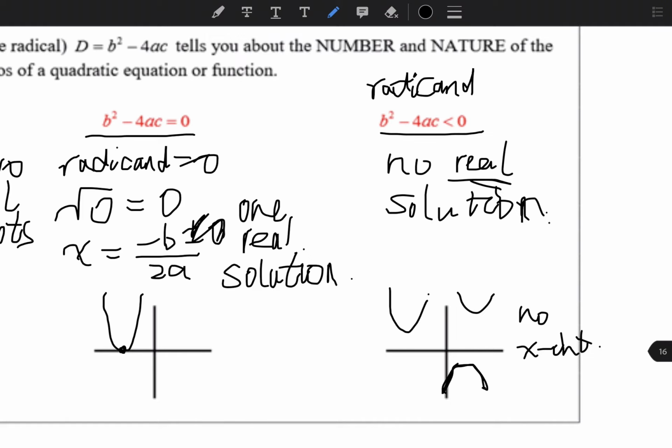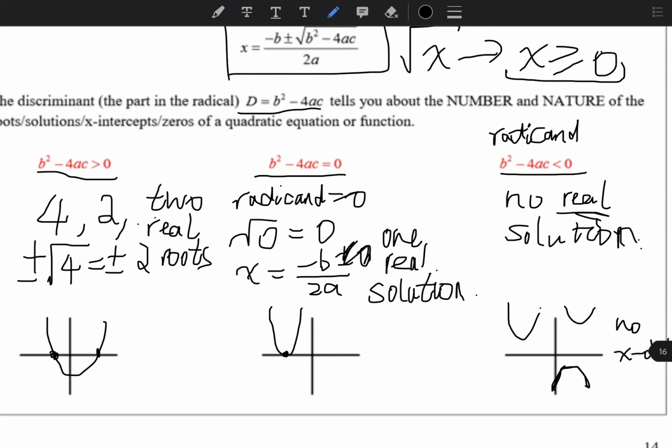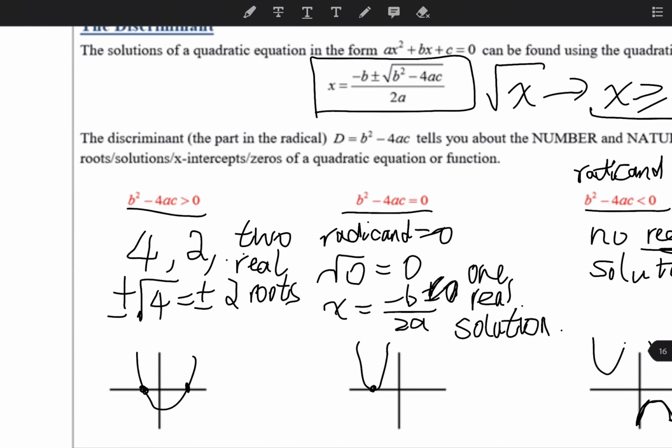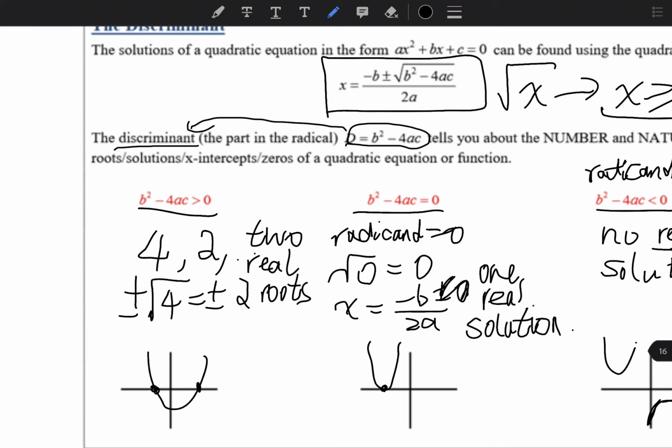All right, and this b squared minus 4ac, what do we call it? We denote b squared minus 4ac with the letter D. It's called the discriminant. Let's highlight that. The highlighter's not working, so I'll just underline it. Discriminant. B squared minus 4ac is called the discriminant. And that's it for this lesson.